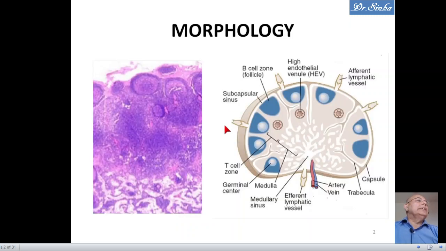Regarding morphology, there are three parts of lymph node: cortex, paracortex, and medulla. Cortex has follicles, primary and secondary. Primary without germinal centers, secondary follicles with germinal center. Germinal center has dark zone formed by centroblast and light zone formed by centrocytes. This type of polarization indicates normal or reactive process.